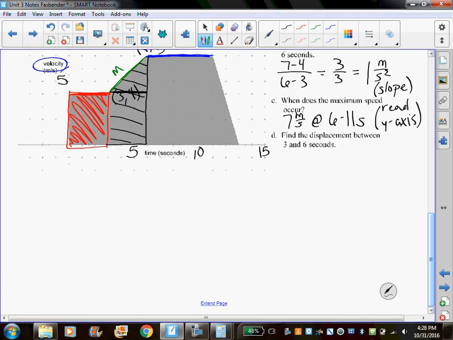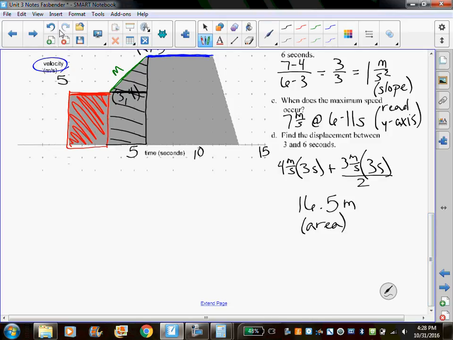So it looks like my rectangle is 4 meters per second by 3 seconds. And it looks like my triangle is 3 meters per second by 3 seconds, and that's going to be divided by 2 since it's a triangle. And altogether, that means that my displacement must be 16.5 meters, which again, we found by looking at the area.